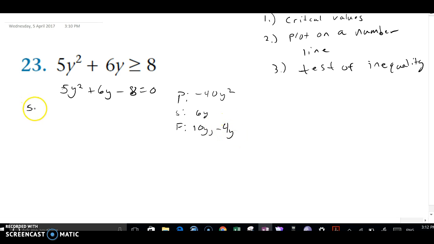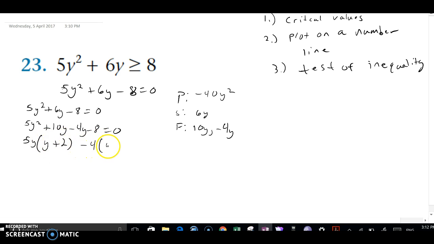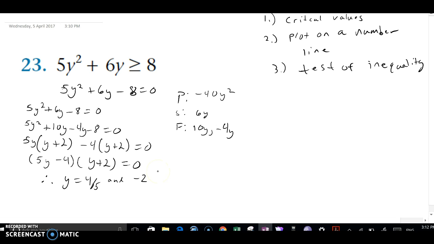So I'll rewrite this as 5y squared plus 6y minus 8 equals 0. I'm going to rewrite that as this, plus 10y minus 4y minus 8 equals 0. Factor that in pairs, and that would factor to y plus 2. Factor out the negative 4, and that'll be y plus 2 equals 0. So that means my nice pretty factor is this. That's my factor form, which means my critical values are y equals 4/5 and negative 2. Right, so I've got my critical values.